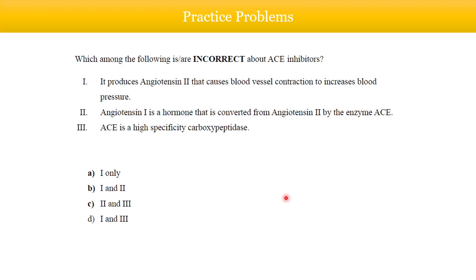the correct pathway in the RAAS, that is the renin angiotensin aldosterone system, is that angiotensinogen is converted to angiotensin 1 by the enzyme renin. Then angiotensin 1 is converted to angiotensin 2 by ACE, the angiotensin converting enzyme. But what we see over here is that they have interchanged the roles of 1 and 2. So 1 and 2 are both incorrect. That is option B.